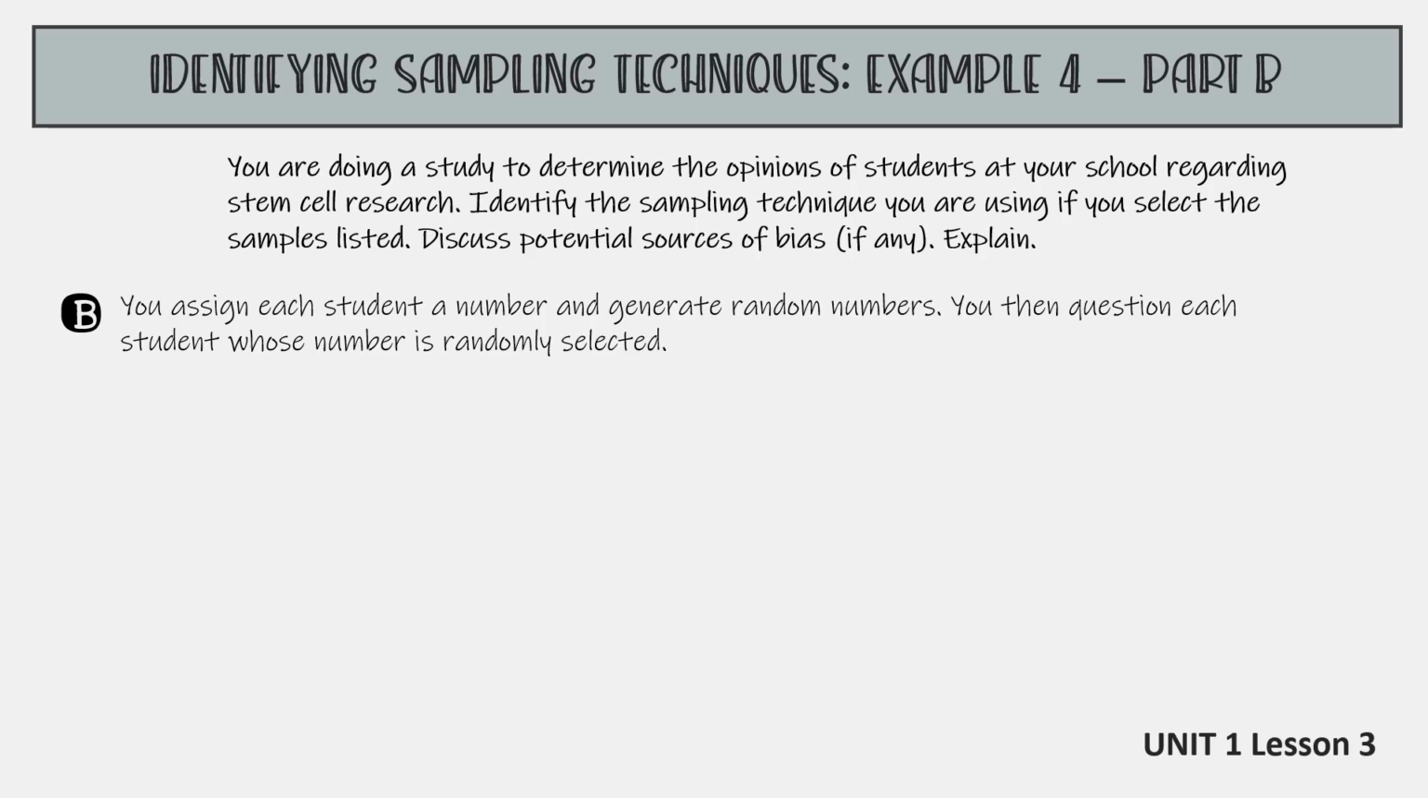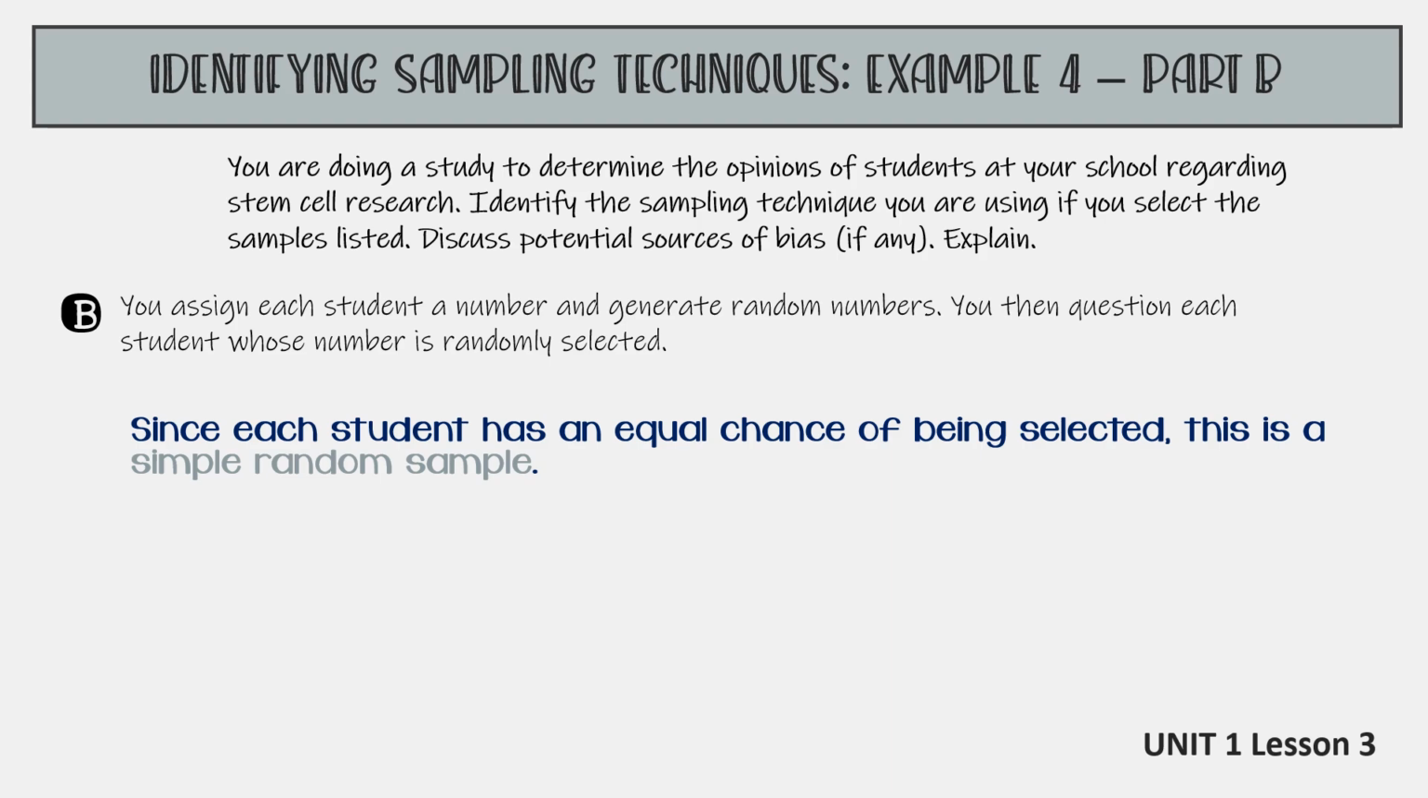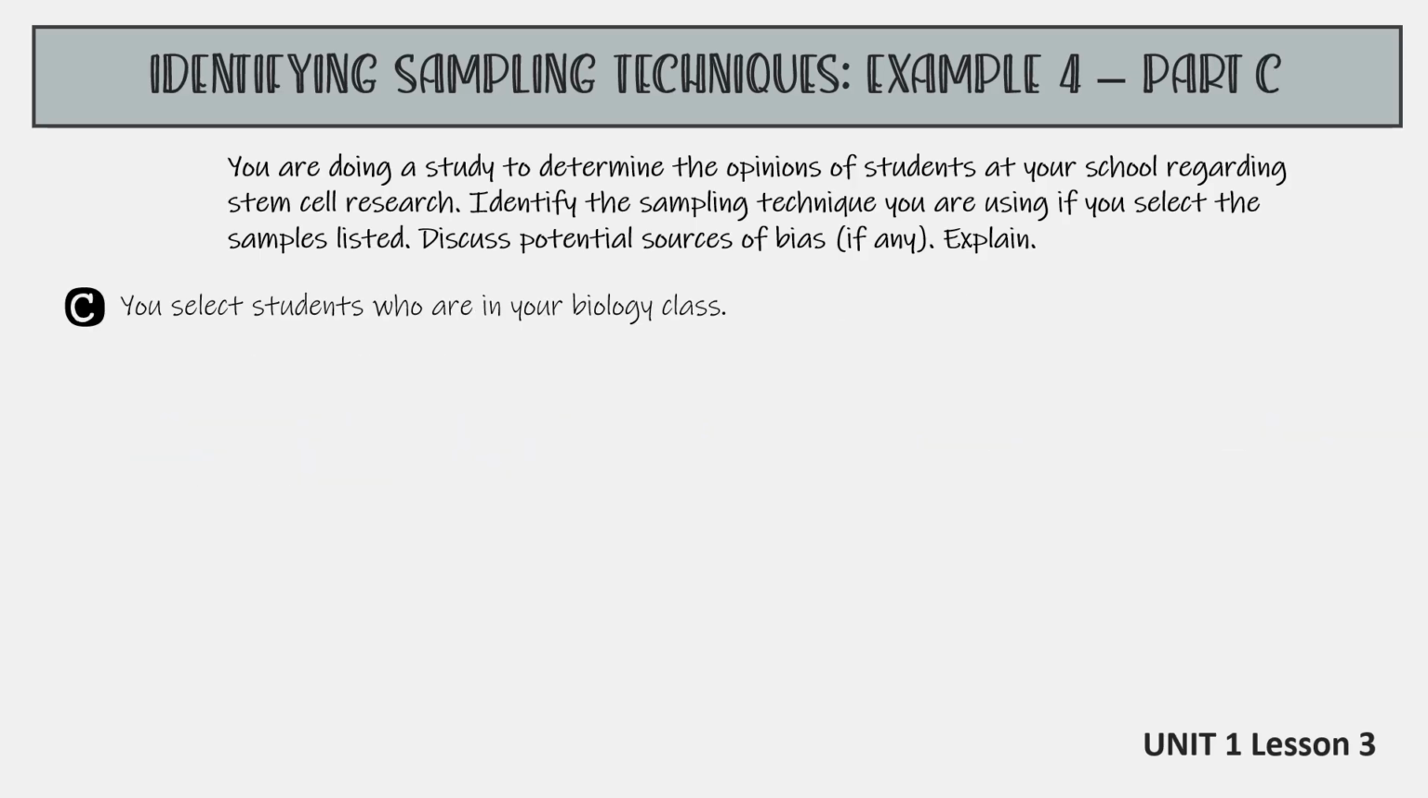Sampling techniques. Example 4, part B. So same situation, different sampling technique. You assign each student a number and generate random numbers. You then question each student whose number is randomly selected. This is simple random sample since each student has an equal chance of being selected.